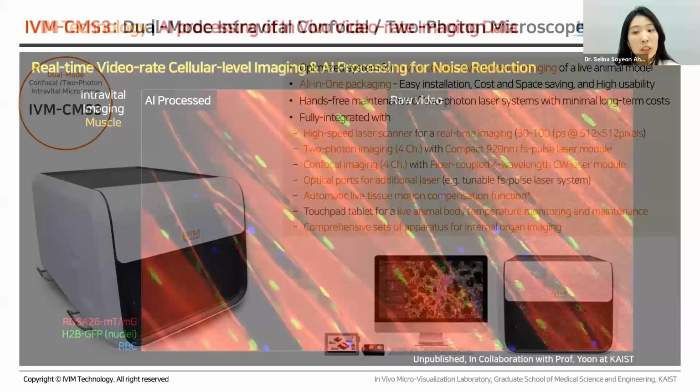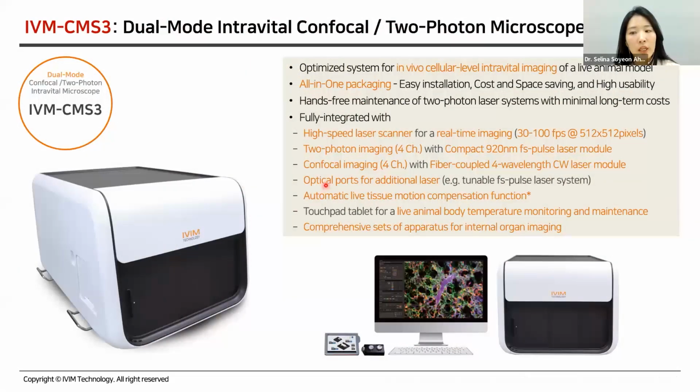And finally, this is the newly launched model this year, the dual mode intravital confocal and two-photon microscopy, which is IVIM CMS3. It is the most compact and affordable in vivo confocal and two-photon microscopy in the market, providing versatile functionality in a single box. With the confocal laser and the compact two-photon laser unit with one switch mode changing feature, IVIM CMS3 can provide comfortable multipurpose use for in vivo functional imaging and also really saves unnecessary space and high cost.